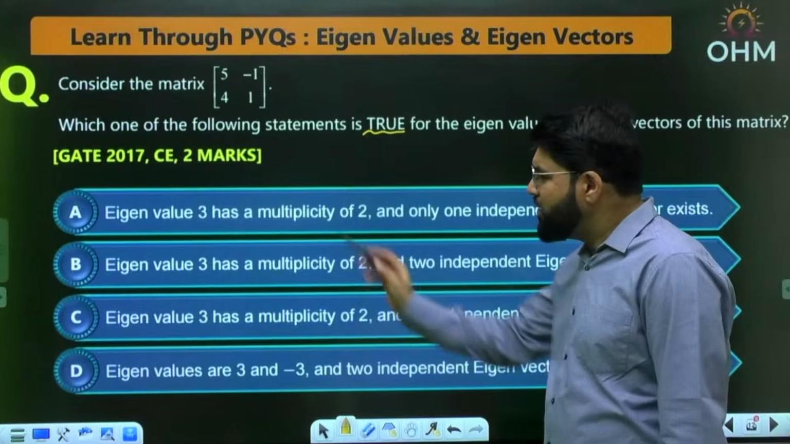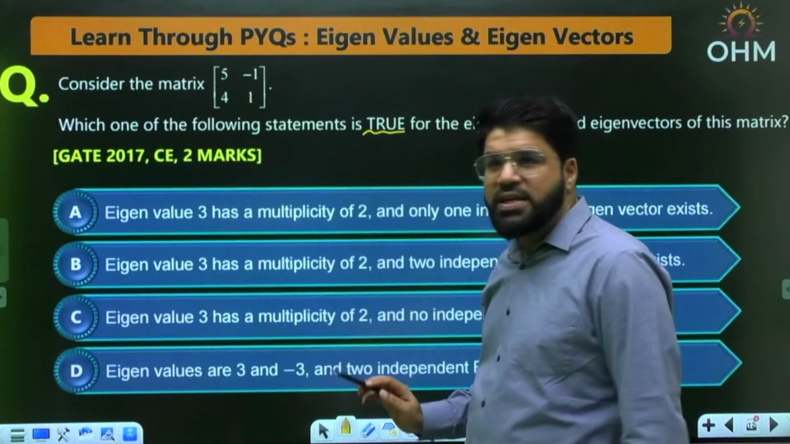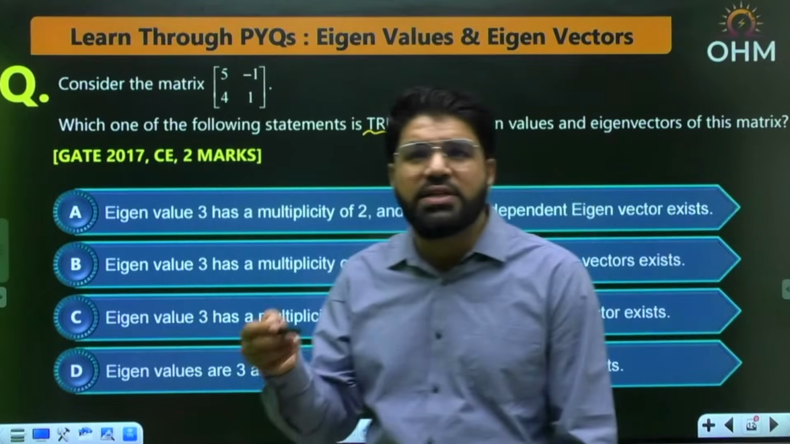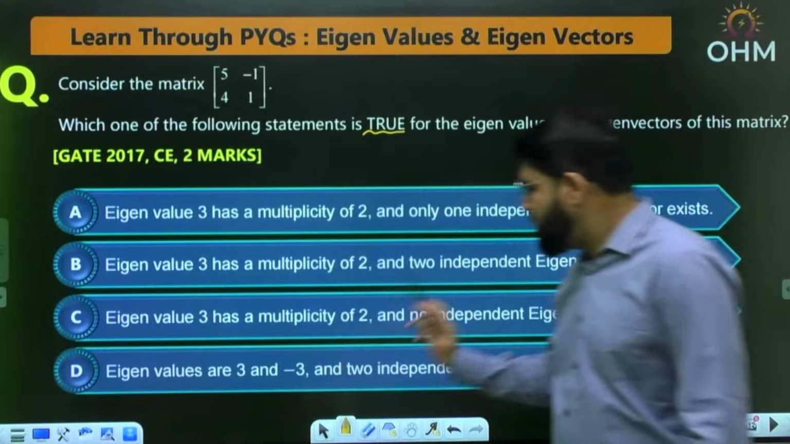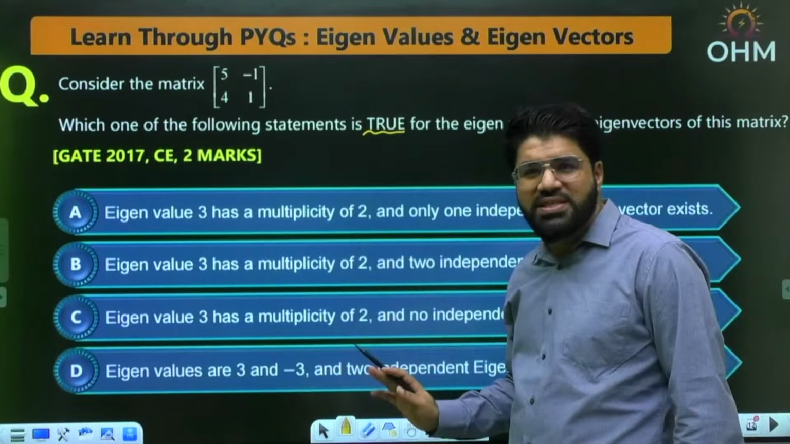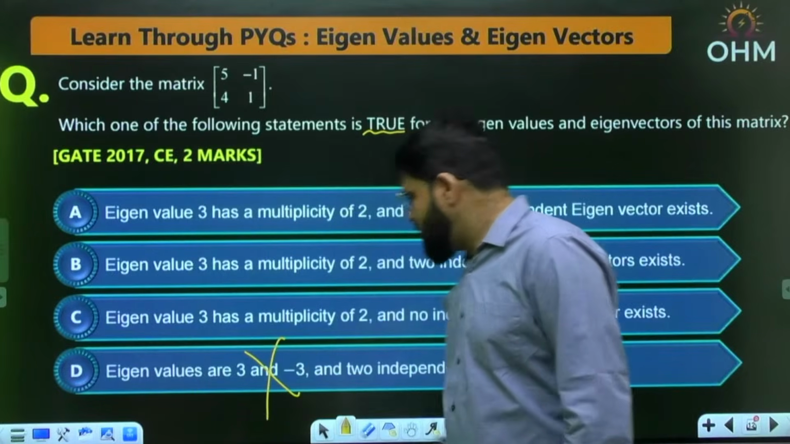Okay, eigenvalue 3 has a multiplicity of 2, correct? That multiplicity means how many times it appears? It appears 2 times. Okay, option number A, B, C all speaking about the same fact. Eigenvalues are 3 and minus 3? No. Okay, so D is not correct.